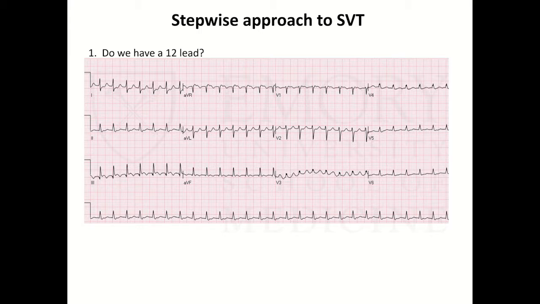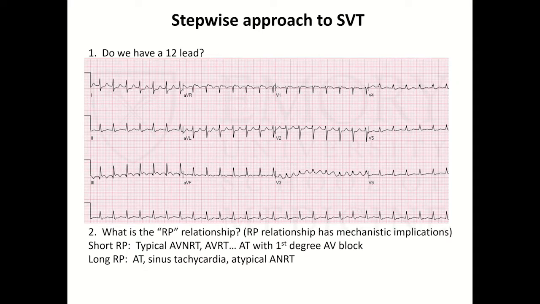You tell the 12 lead person to stay put, tell him not to leave, then get your adenosine. Push the adenosine. The next thing after you look at the RP relationship is get the adenosine and have them continue to be hooked up to the 12 lead.